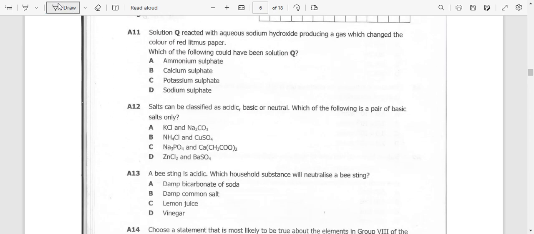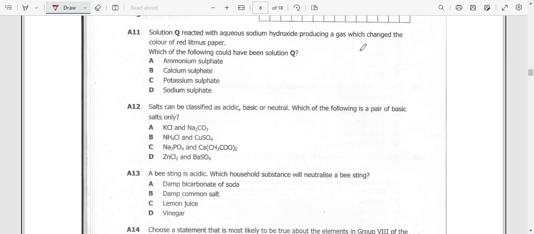Okay, question 11. Solution Q reacted with aqueous sodium hydroxide producing a gas which changed the color of red litmus paper. Which of the following could have been solution Q? Now, what you've been told is solution Q reacted with aqueous sodium hydroxide. So sodium hydroxide is like this. Do you know what an acid is? Acids and bases.